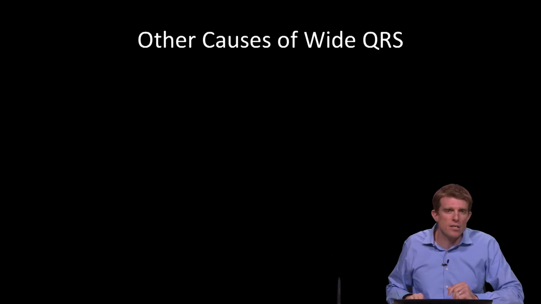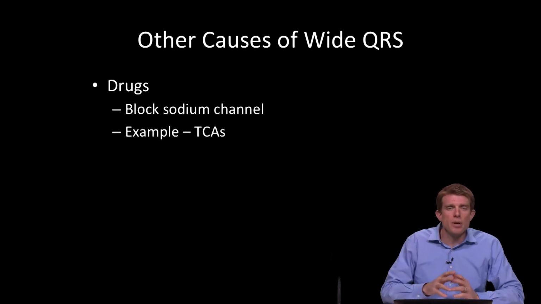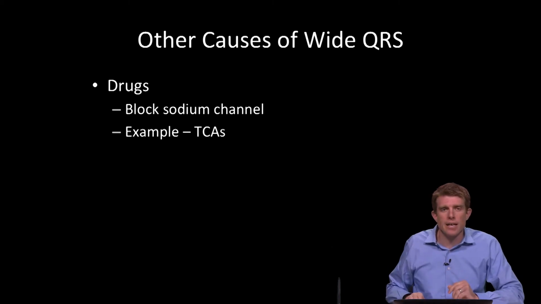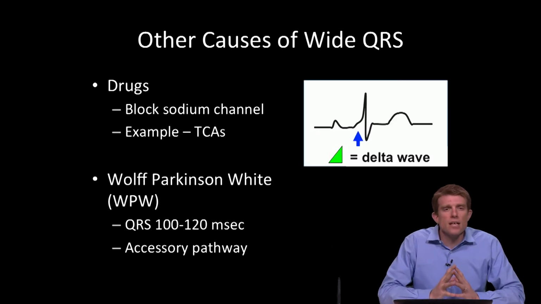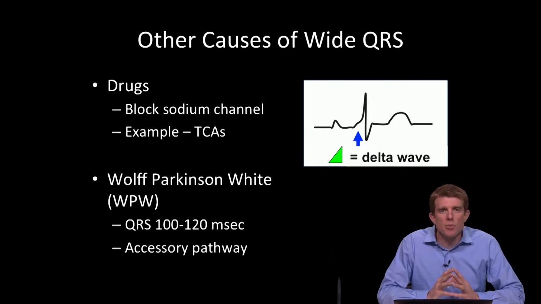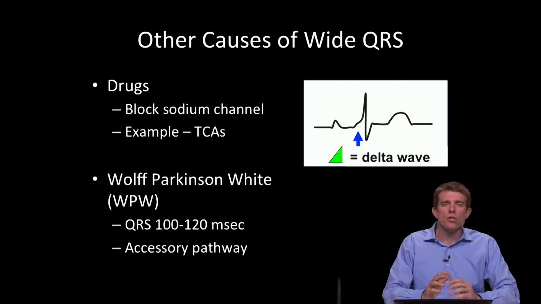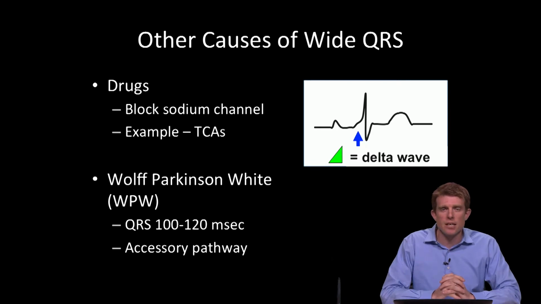What about our other causes of a wide QRS? We mentioned drugs such as sodium channel blockers, especially tricyclic antidepressants. And the last one was Wolff-Parkinson-White, or WPW syndrome. In WPW syndrome, if there's no other conduction abnormality, you normally see a QRS duration of about 100 to 120 milliseconds. And you see this slurred upslope.